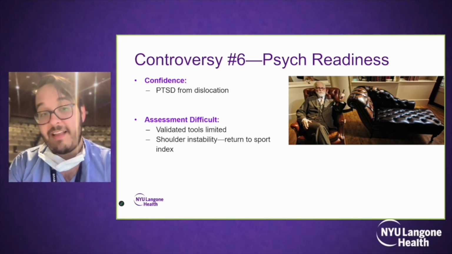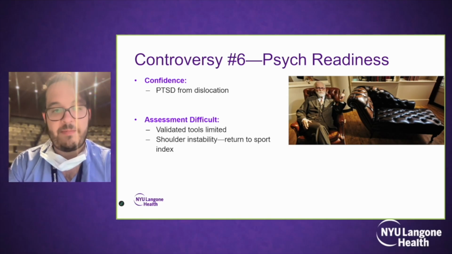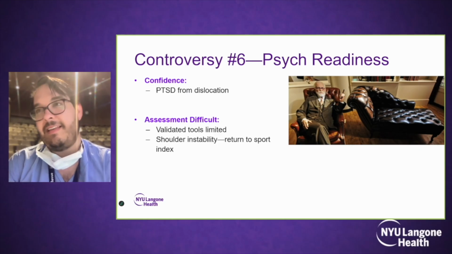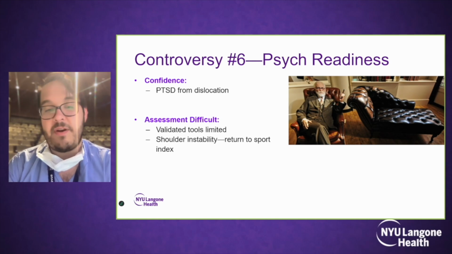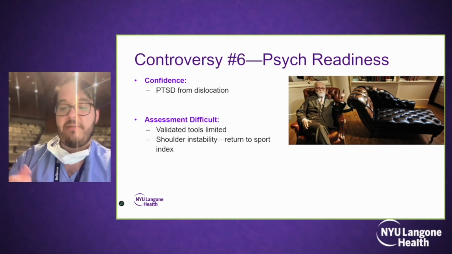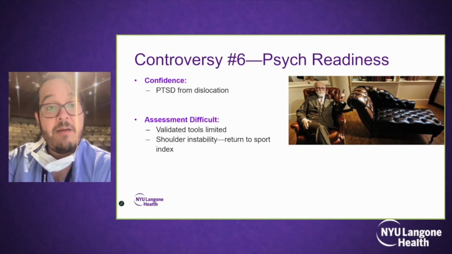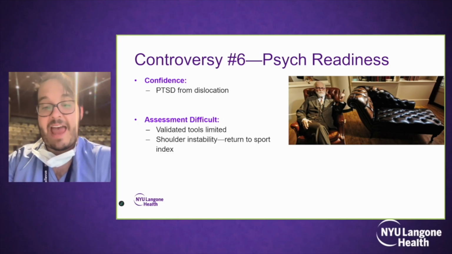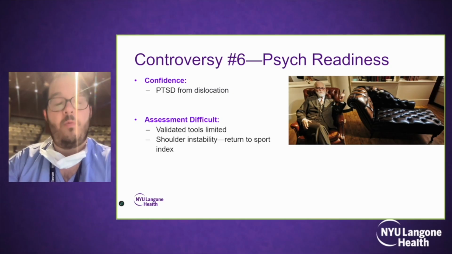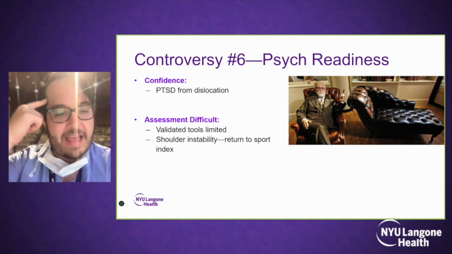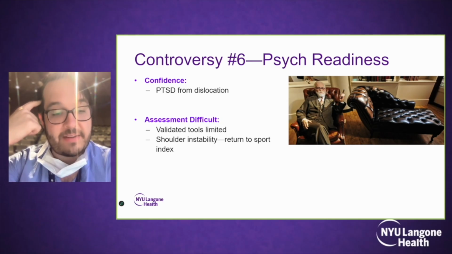There are some validated tools. There's something called a shoulder instability assessment tool, or return to sport index. This is, I would say, getting increased use. I don't know that it's fully ready for prime time yet in terms of being the end-all be-all of letting someone return, but it's at least something to hang our hat on to let the patient know we're thinking about it. They should think about it. And it is something that I talk to them about as they are getting ready to go back to sport.